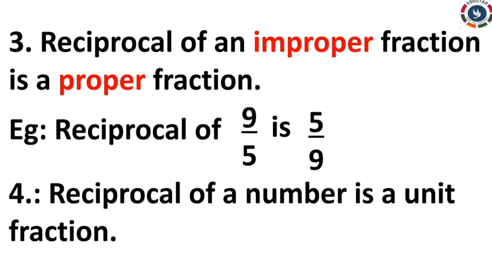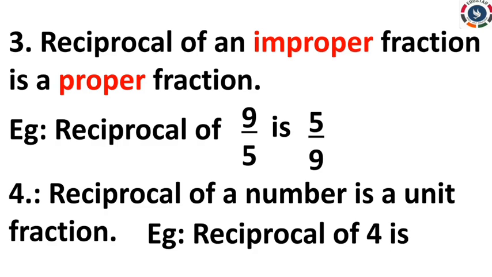Number 4. The reciprocal of a number is a unit fraction. For example, the reciprocal of 4, that is a whole number. That whole number you are converting into a unit fraction, I mean 1 by 4. Okay, so 4 is in the numerator and 1 is in the denominator. So while writing the reciprocal of 4, you will get 1 by 4. So 1 is in the numerator, so it is a unit fraction, 1 by 4.